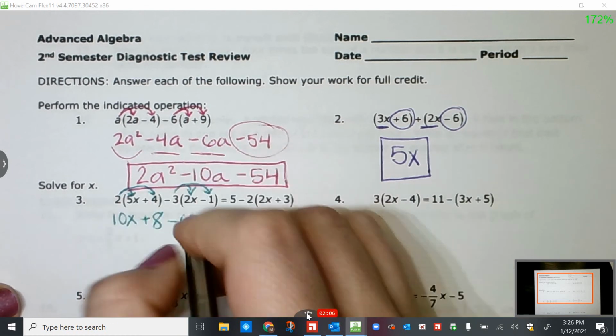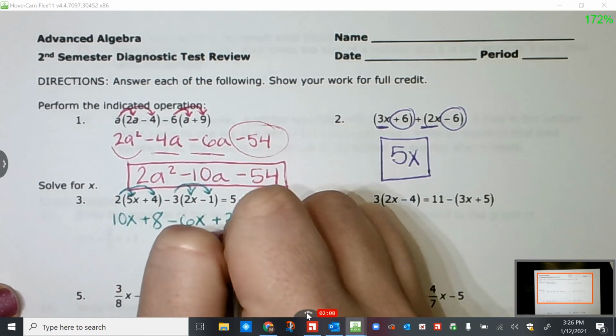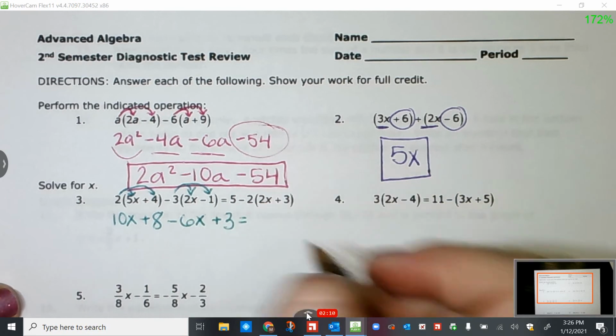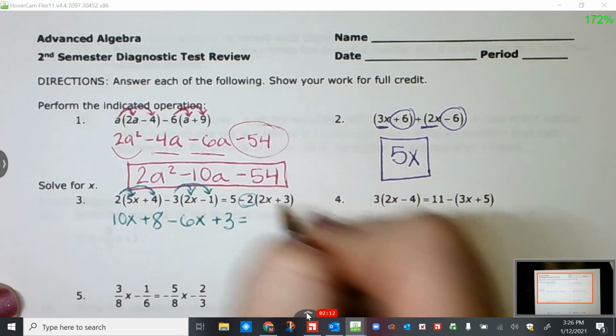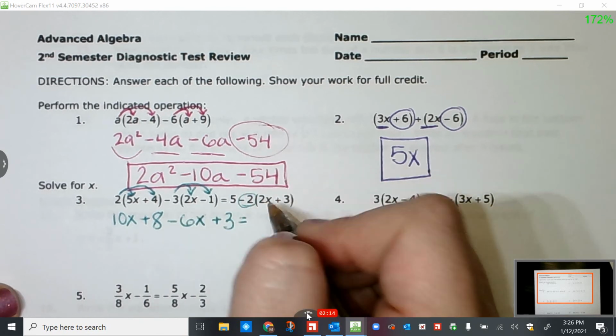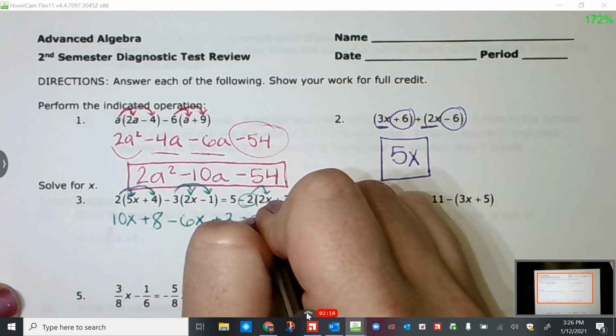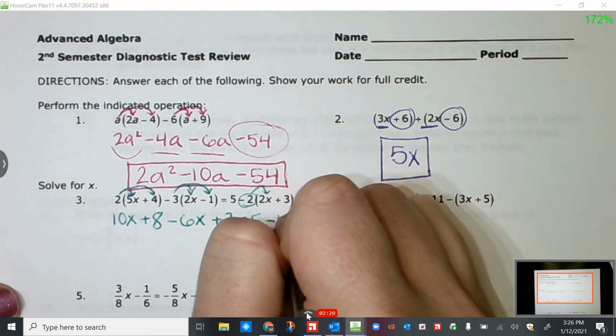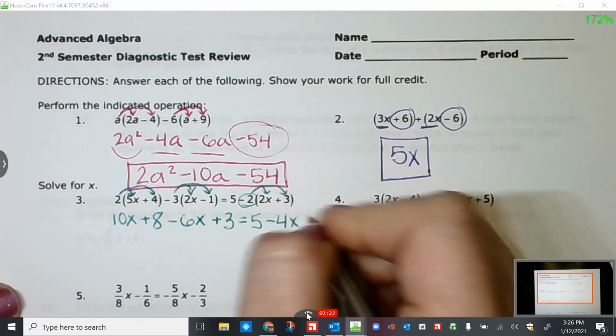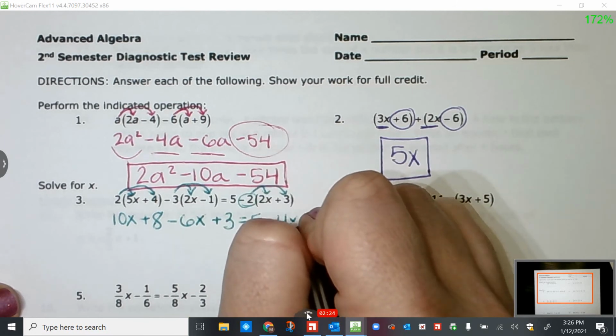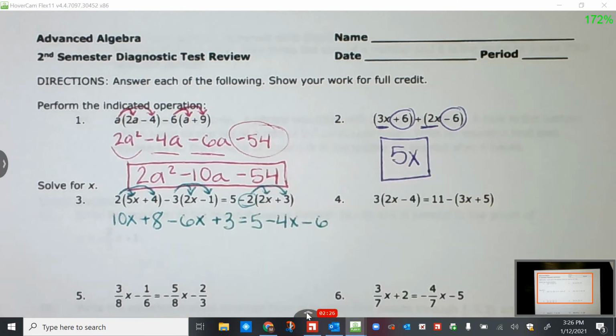Negative 3 times negative 1 is positive 3 equals, now I want you to realize I'm only distributing this negative 2, and you have to distribute first. You cannot do 5 minus 2. So 5, and then that gives me negative 2 times 2x is negative 4x, and negative 2 times positive 3 is negative 6. So now we have to find our like terms.